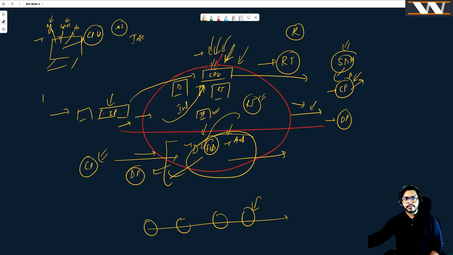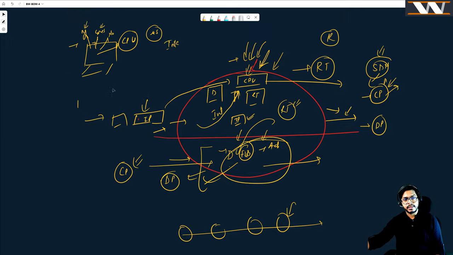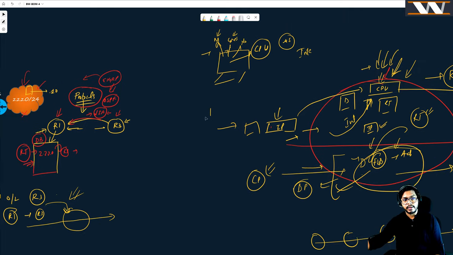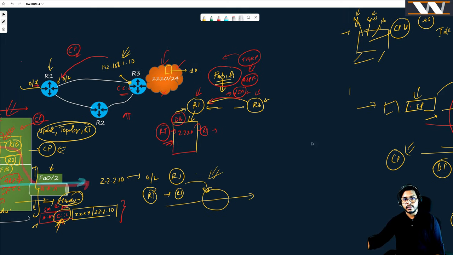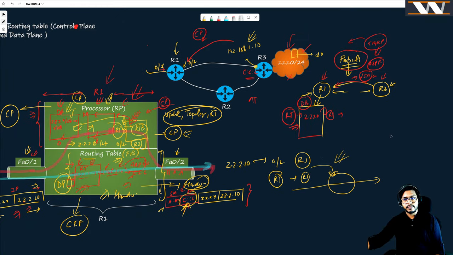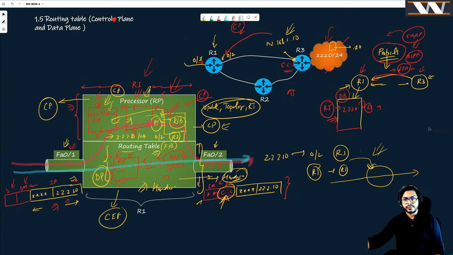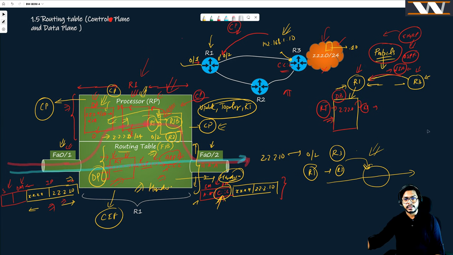Because most of the time people are confused with this terminology. It is very simple. Data plane is where exactly you are forwarding. Control plane is something which is creating that information to forward the packet. It is as simple as that.